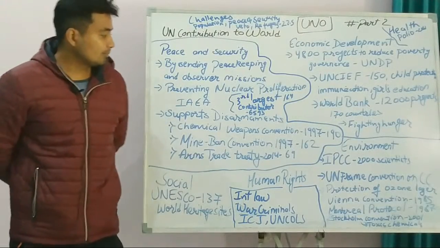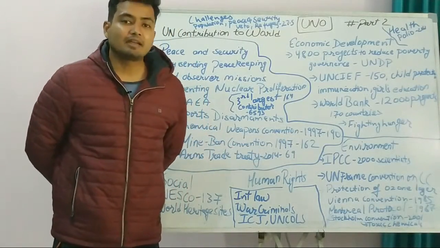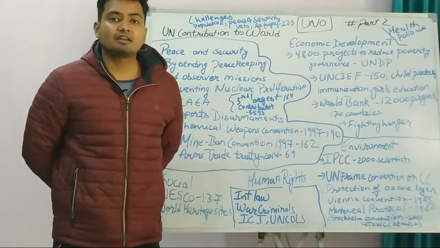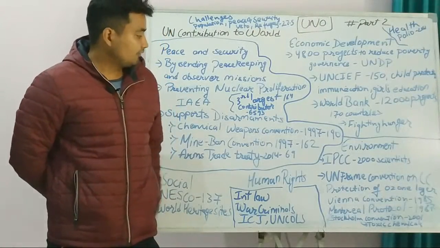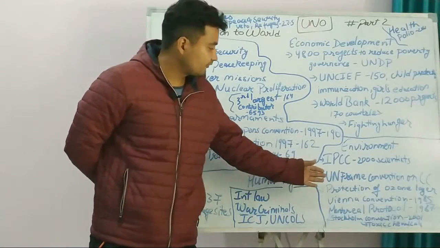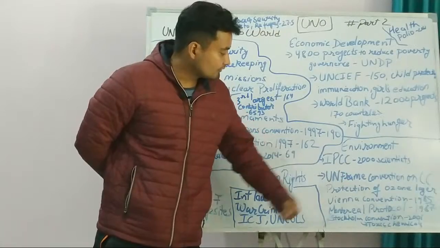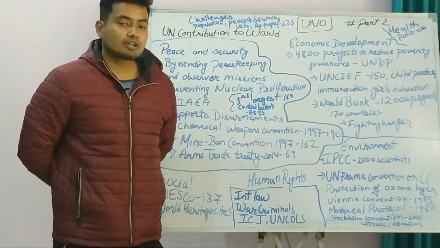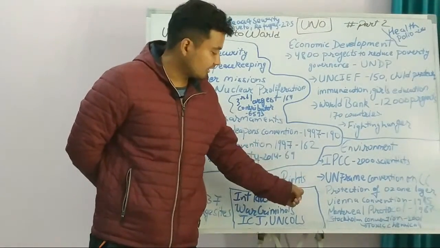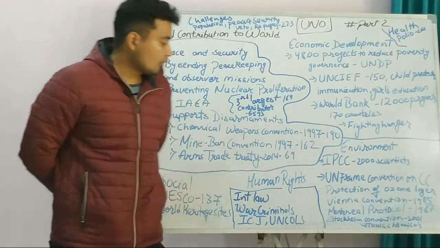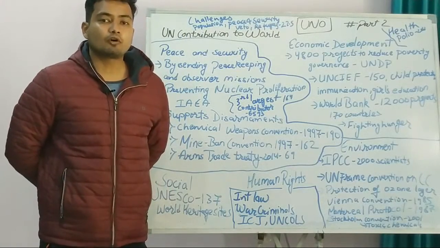And if you talk about the environment, the Intergovernmental Panel on Climate Change was constituted in 1988, and currently 2,000 scientists are working under it for prevention of climate change. Among other agencies, there is also the United Nations Framework Convention on Climate Change, which is working on climate change. For protection of the ozone layer, we have the Vienna Convention of 1985 and the Montreal Protocol of 1987. Also, there is the Stockholm Convention of 2001, which bans the use of toxic chemicals.